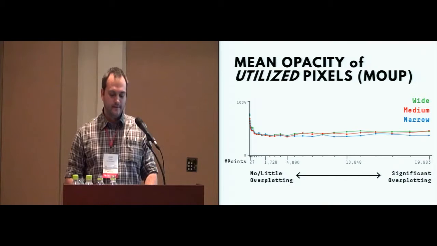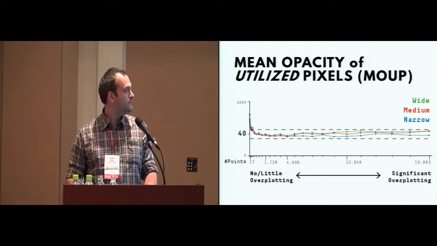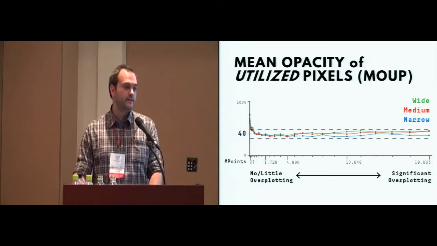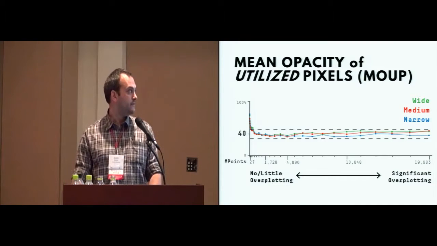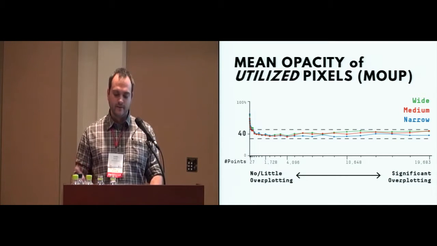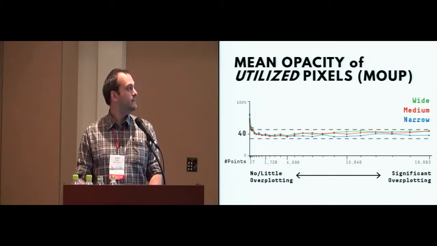And when we look at that metric, the MOUP metric, we get this fairly remarkably flat line around 40% over a wide range of the number of point conditions, and it doesn't show any particular bias for any of the distribution types. So to make use of this property, we need to come up with some way to generate scatter plots such that the resulting MOUP is around 40%.